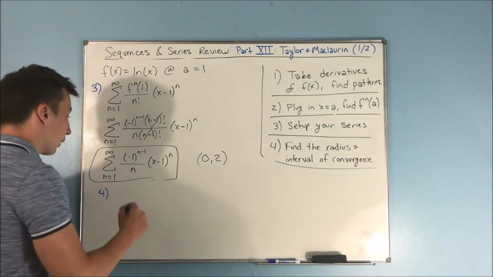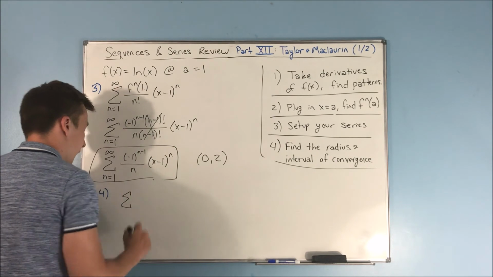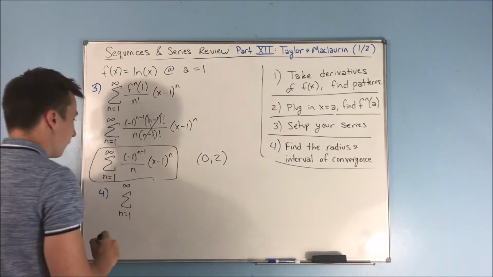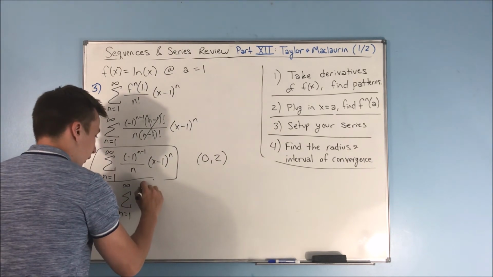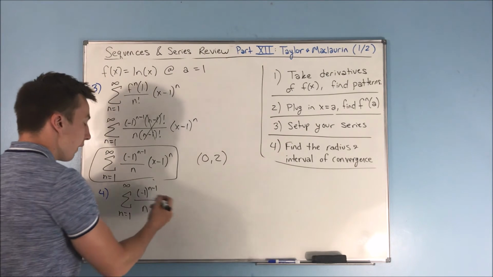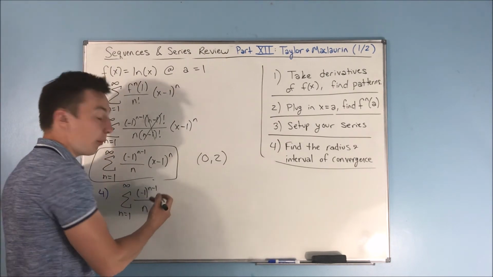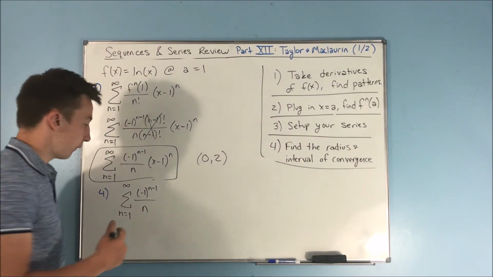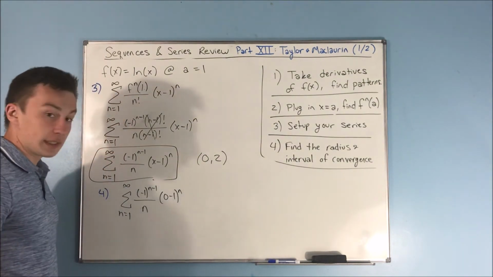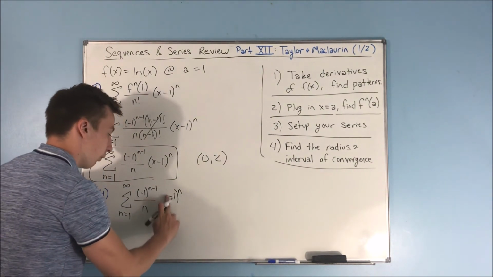Now the first endpoint we're going to plug in is 0. Doing that, we still have our (negative 1) to the n minus 1 over n. And then here, we're going to have a (0 minus 1) to the nth power. Now that is the same exact thing as saying negative 1 to the nth power.